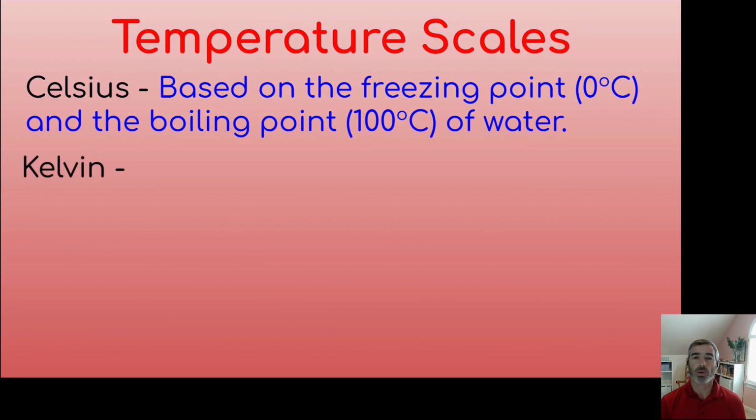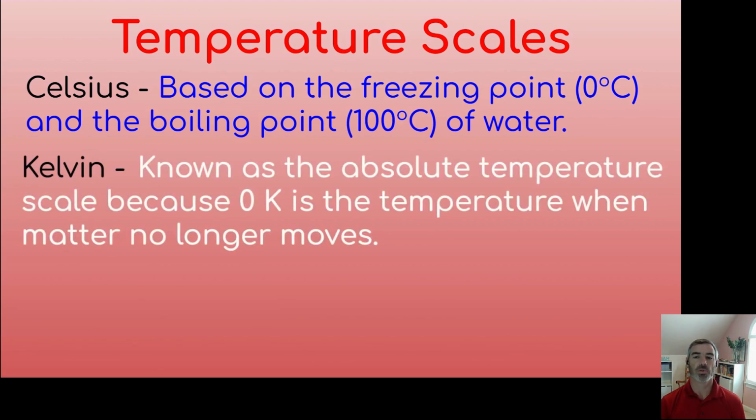Now, the Kelvin scale, we said, is based on the absolute temperature. What absolute temperature means is that matter ceases to move at 0 Kelvin. Matter is constantly moving. The faster it moves, the higher the temperature. But if there is no motion, the temperature is 0 Kelvin.